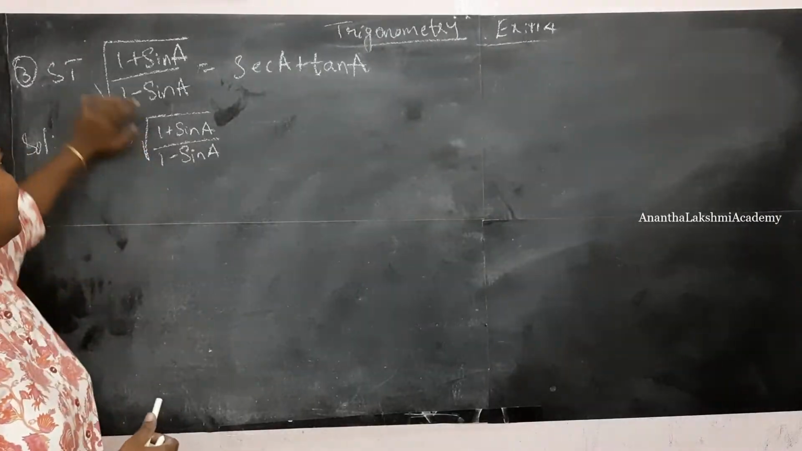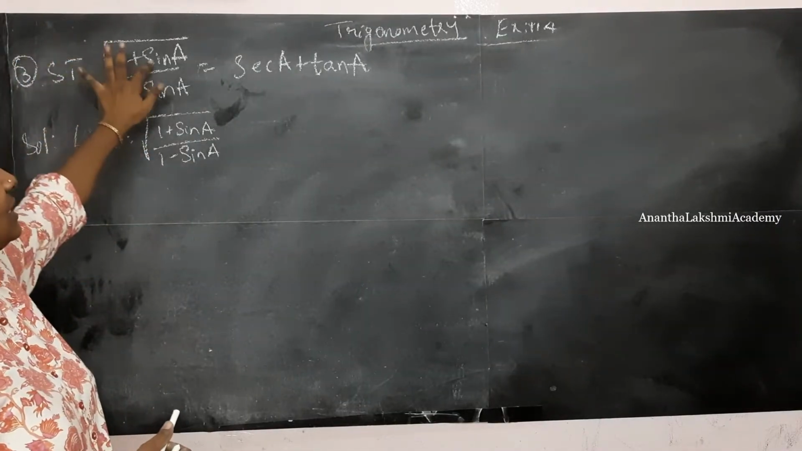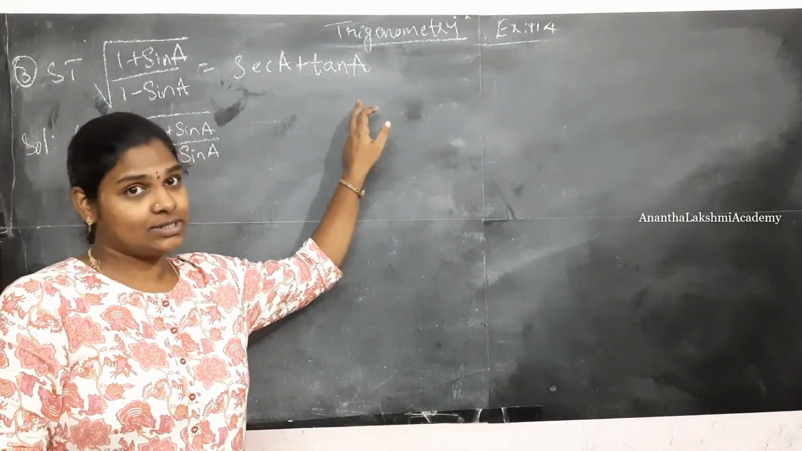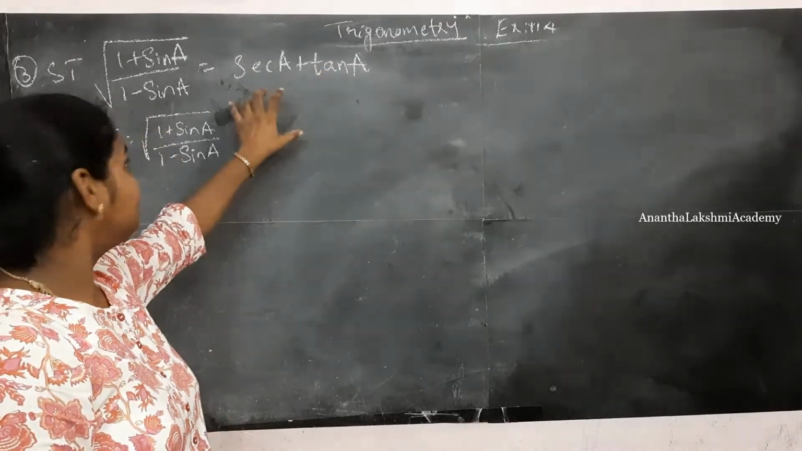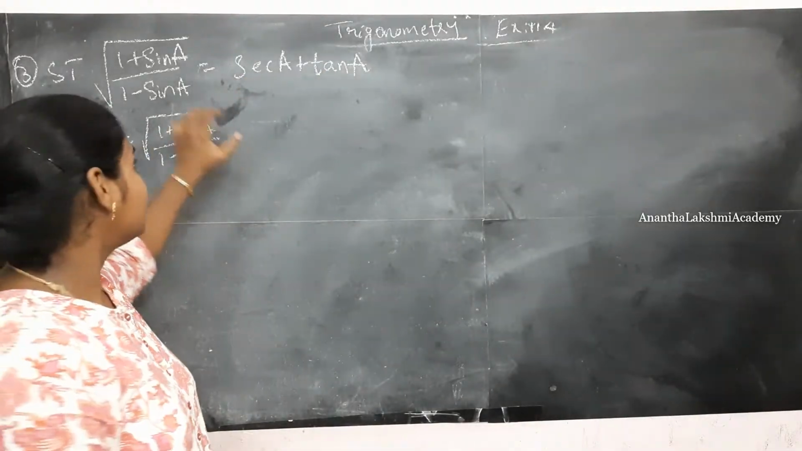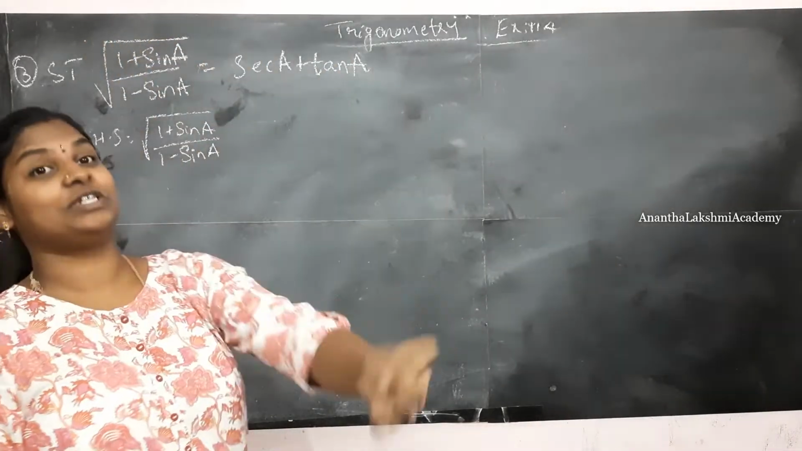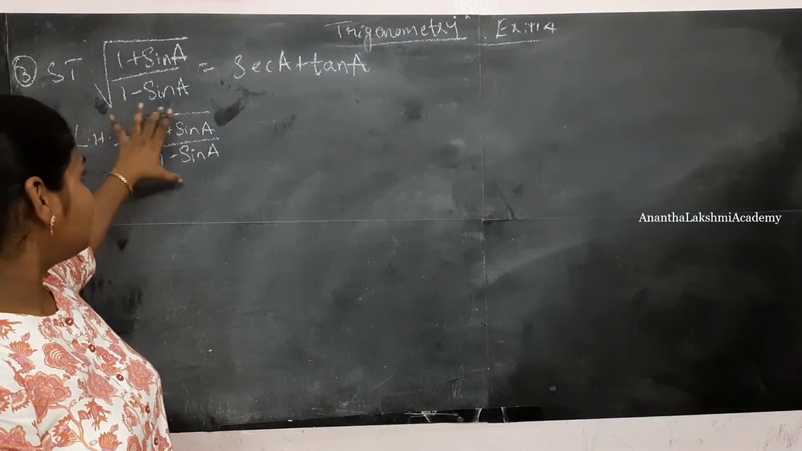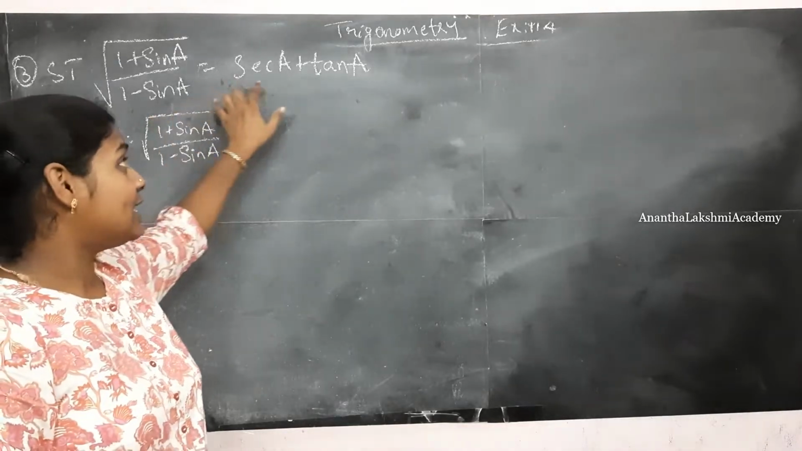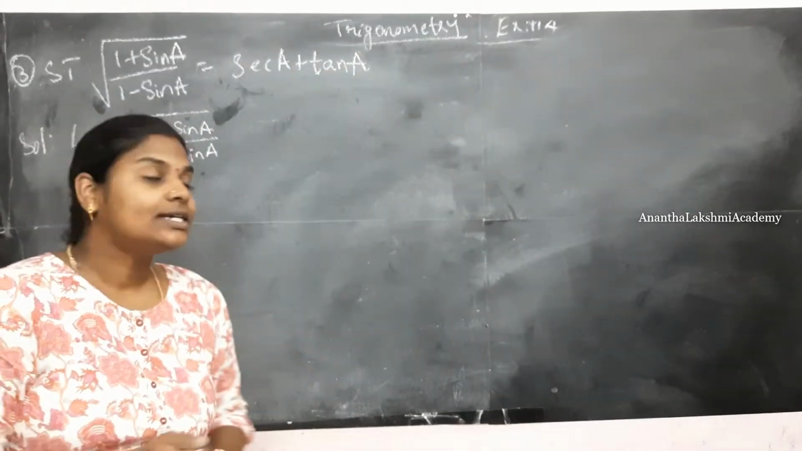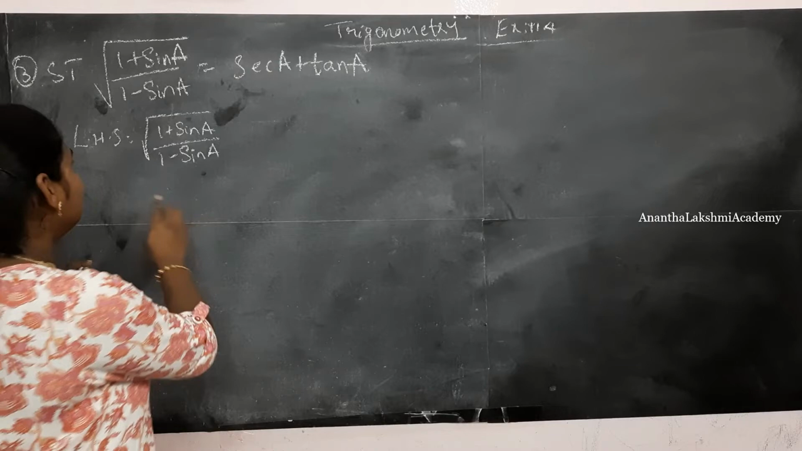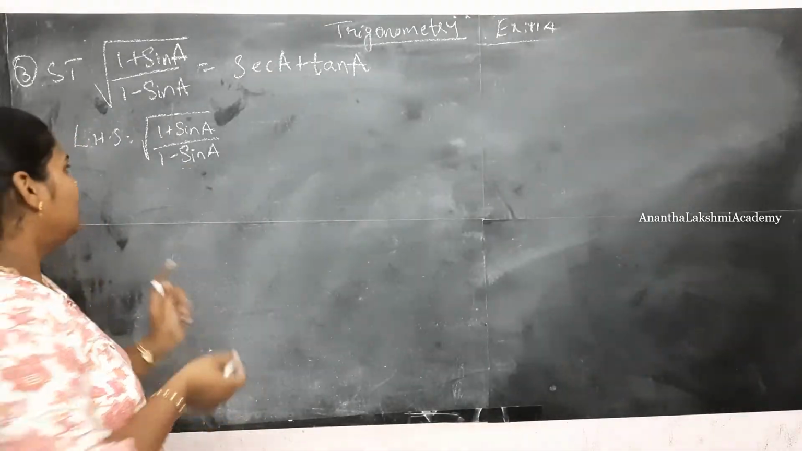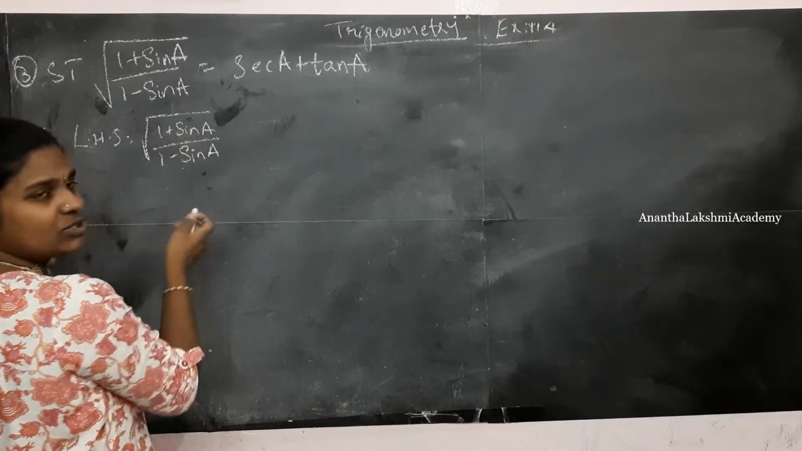The third problem: show that under root of 1 plus sine a by 1 minus sine a is equal to secant a plus tan a. This is also the same technique which we need to use. It is LHS and RHS. When you have LHS and RHS, we need to make sure that, so this is in the form of sine, but they want the answer in secant and tan. All right, so let's try to solve this. So how do we solve 1 plus sine a and 1 minus sine a? This cannot be solved anymore.